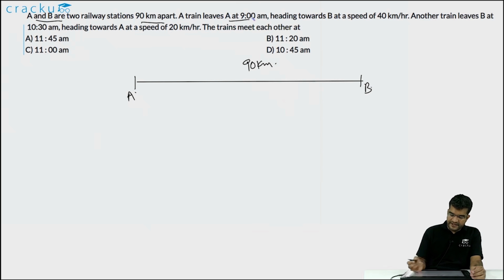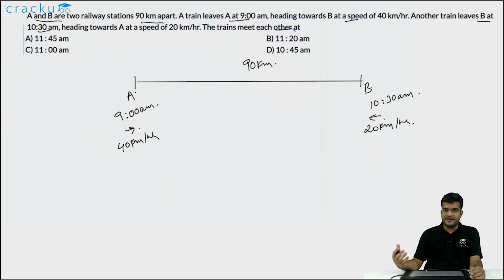Now we are told that a train leaves A at 9 a.m. and its speed is 40 kilometers per hour. Another train starts at B at 10:30 a.m. and it is going towards A at 20 kilometers per hour. The trains meet each other at what time? That is what we are asked to figure out.